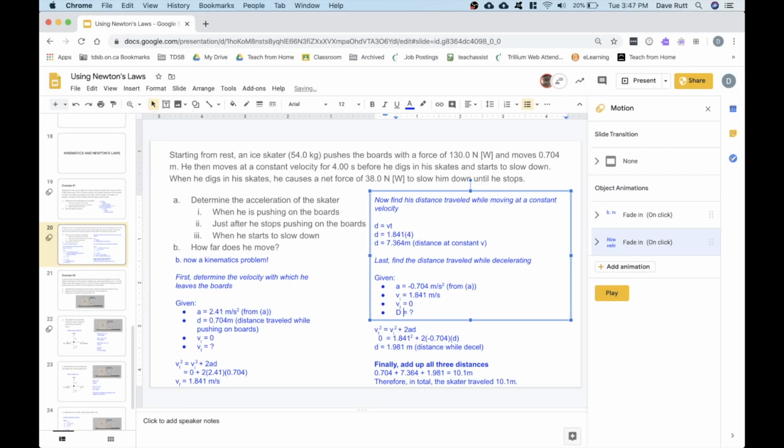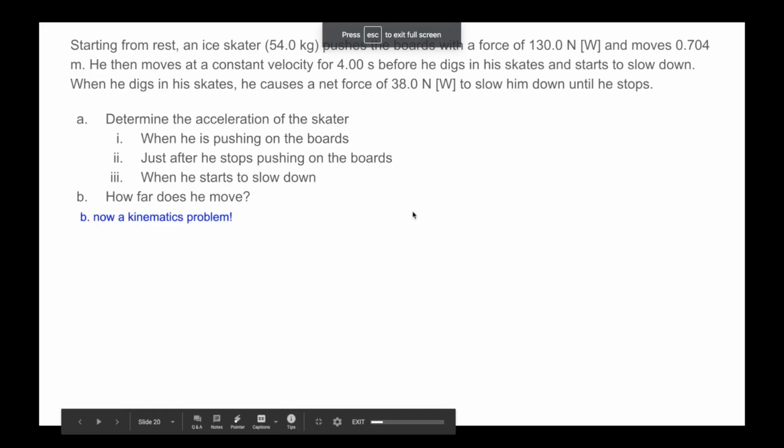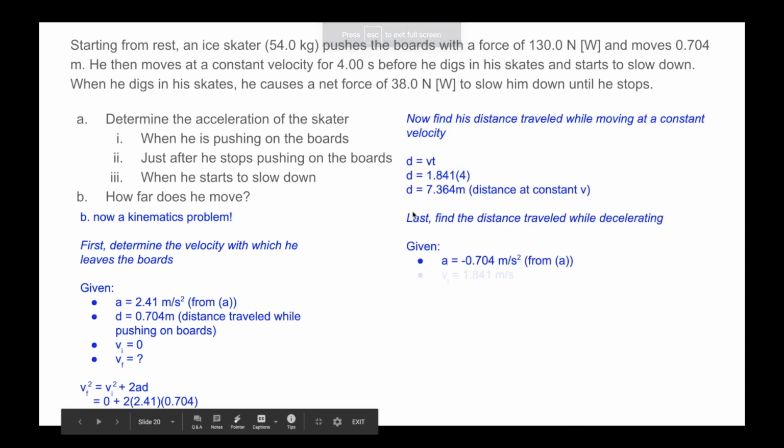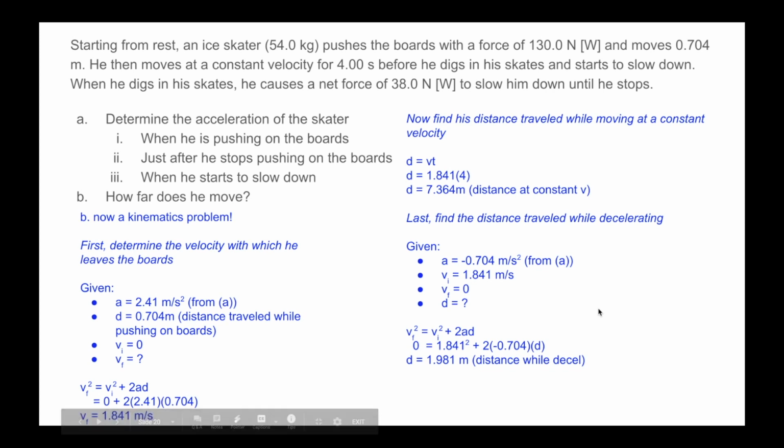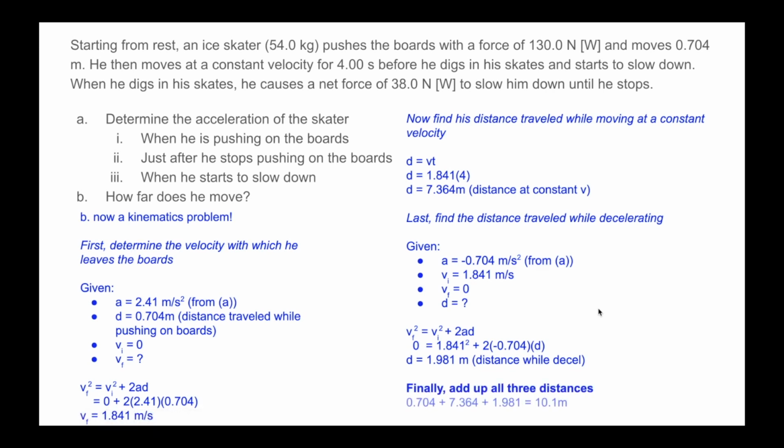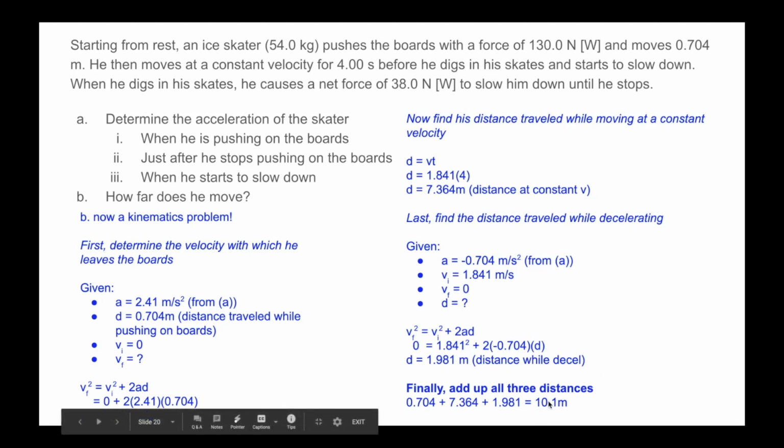D equals question mark. Go back and change it to a lowercase because Google Slides annoyingly always makes it uppercase when I do that. And so we can use the same equation once again, plug in the numbers in the appropriate places, isolate for d, and you should get 1.98 meters. That's how far he travels while decelerating. And finally, add up all 3 distances, and you get a final answer of 10.1 meters. So in total, between accelerating, gliding, and decelerating, the skater travels 10.1 total meters.